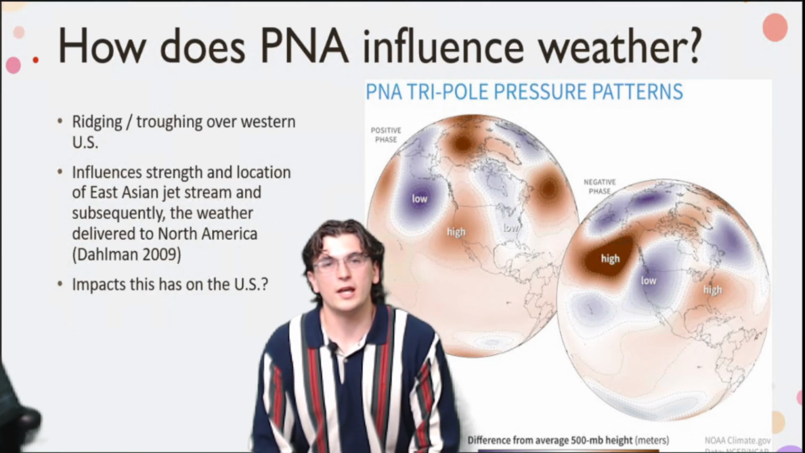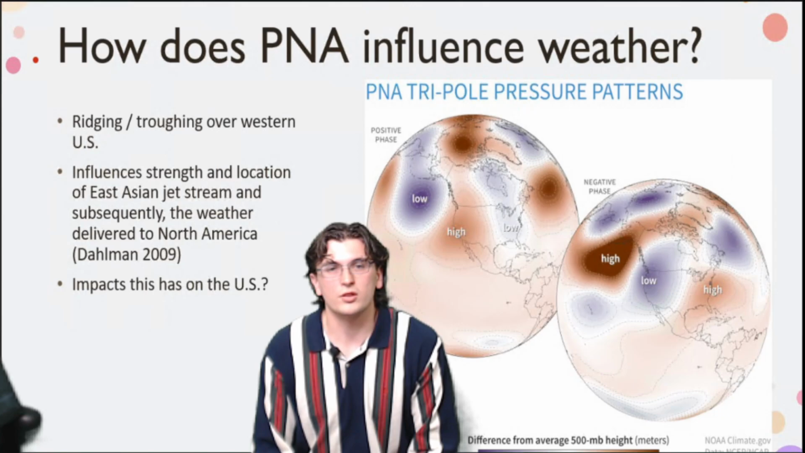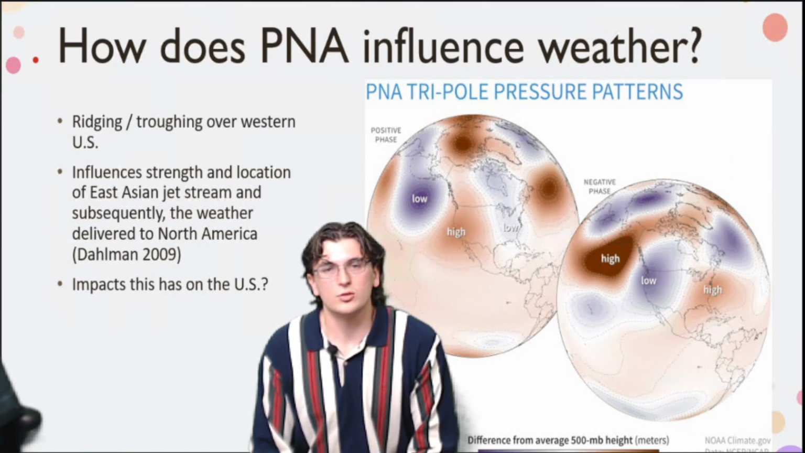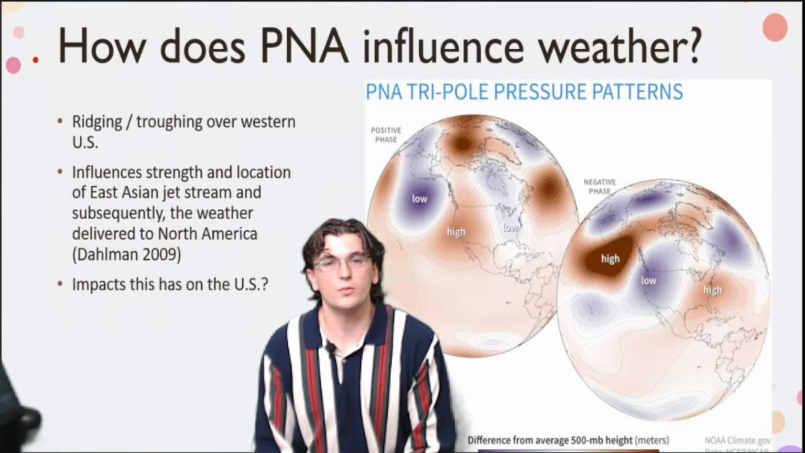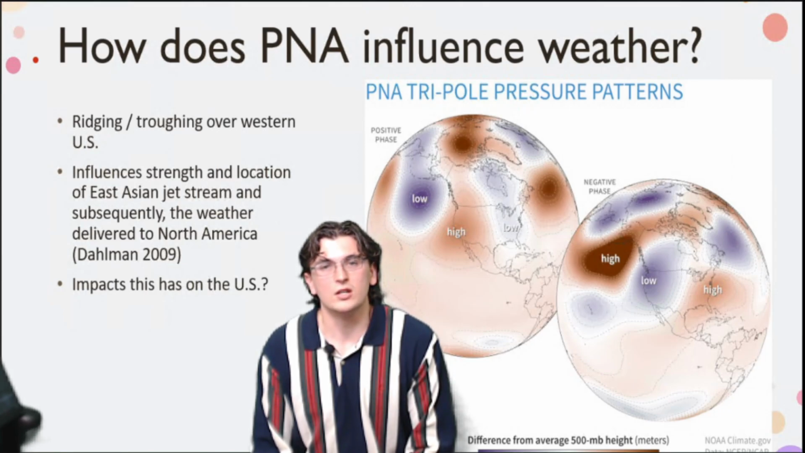Another way the PNA pattern influences weather is that the Pacific North American pattern influences the strength and location of the East Asian jet stream, and subsequently the weather that is delivered to North America, and that was found by Graham in 2009. So by influencing the jet stream further west of us, that impacts the weather we see here in the United States. So that is another way the Pacific North American pattern influences weather here in our country.